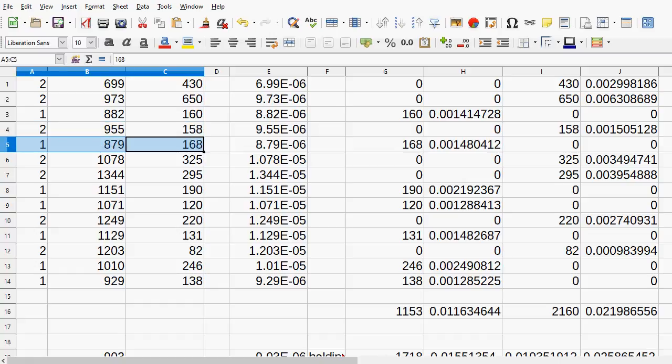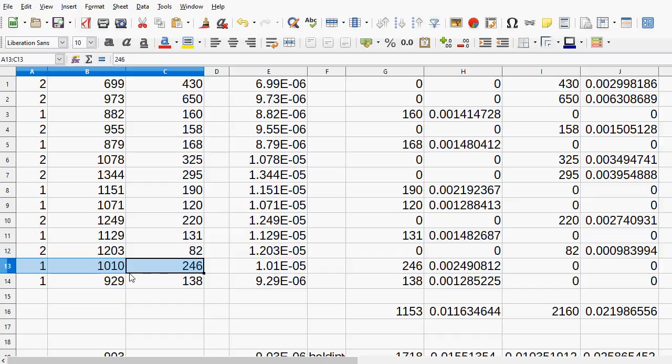I bought 168 at 879. Sold 325 at 1078, 295 at 1344. Bought back 190 at 1151. Bought back 120 at 1071. Sold 220 at 1249. Bought 131 at 1129. Sold 82 at 1203. I mean, that was just a small level. Like, is this even worth doing? Well, profitably it was, because the market went down.